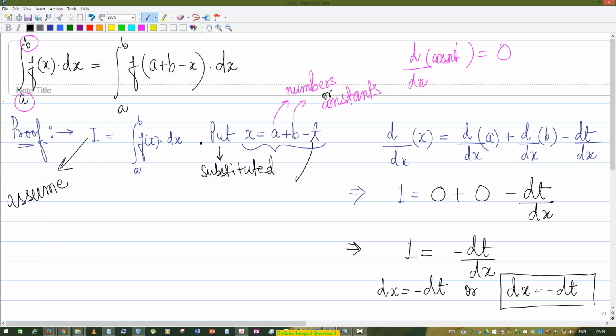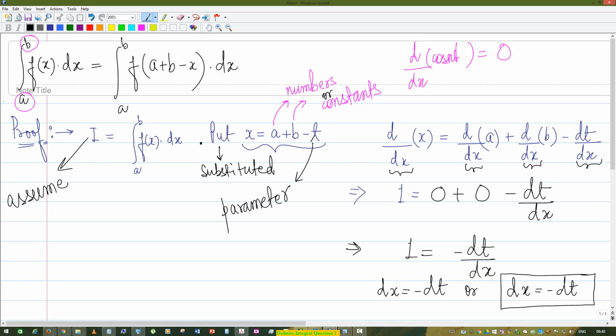And again, t is a parameter. Its value depends on x. We will see in later proof the usefulness of the parameter t. A parameter is something which is depending upon the other quantity. So as x is changing, hence t will change, or as t changes, x will change. So upon taking the differential coefficient of the whole expression with respect to x, that gives us dx is equal to minus dt.